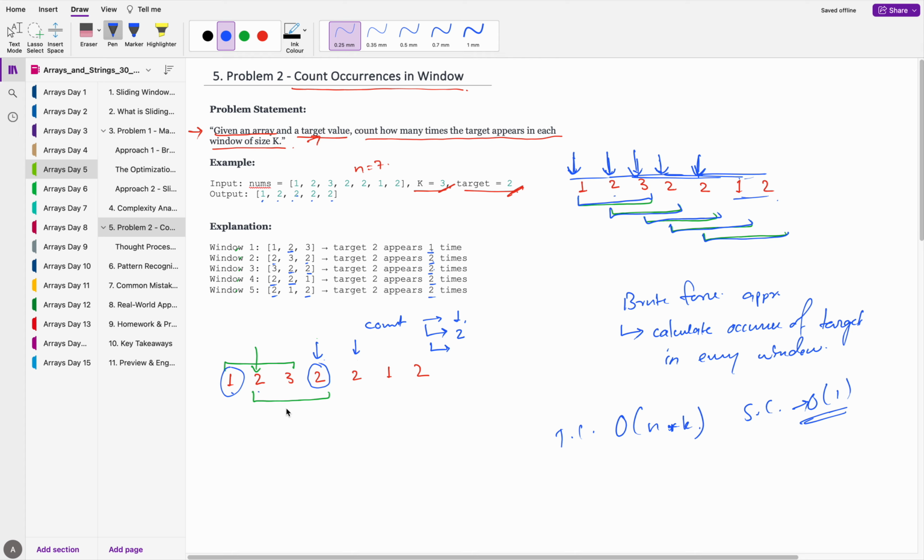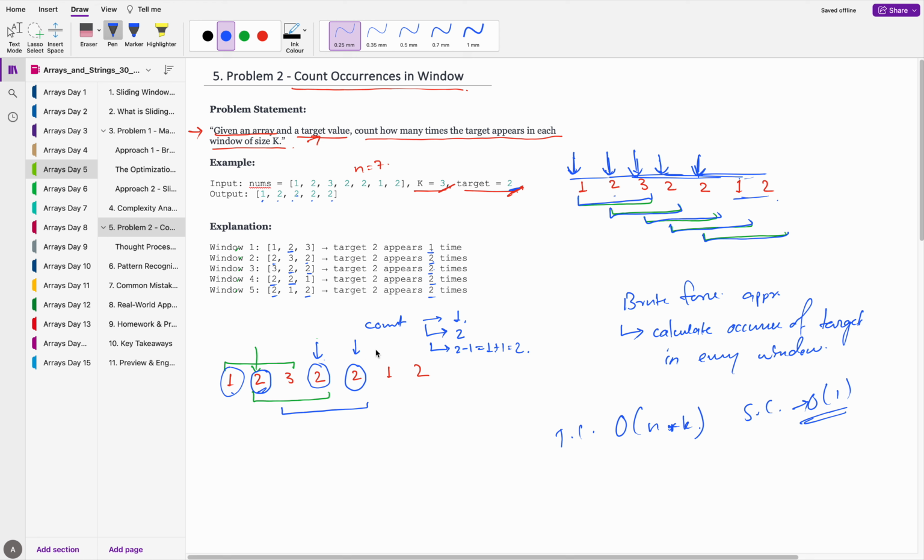नेक्स्ट विंडो कहाँ से कहाँ तक है? It is from here till here. Which item is getting deleted? ये 2 जा रहा है. So if the item leaving my window is equal to my target item, which is 2, and the target भी 2 है, item भी 2 है. So count -1. So 2 minus the previous count -1 is equals to 1 आ गया. Now look at the item which is getting included in my window. It is again equal to target. So +1 equals to 2 final हो गया.